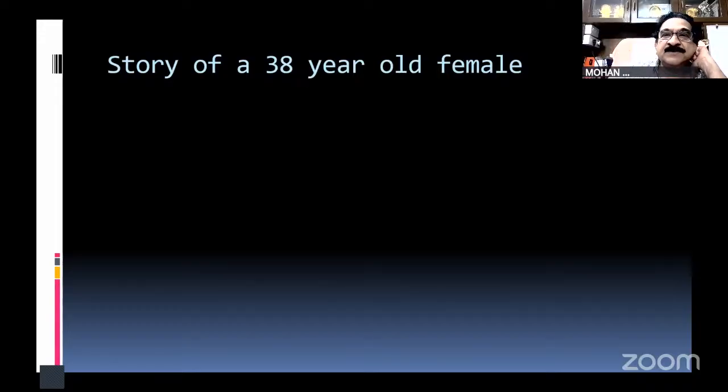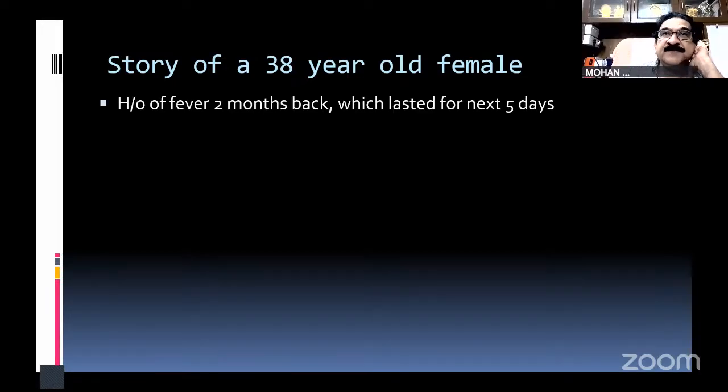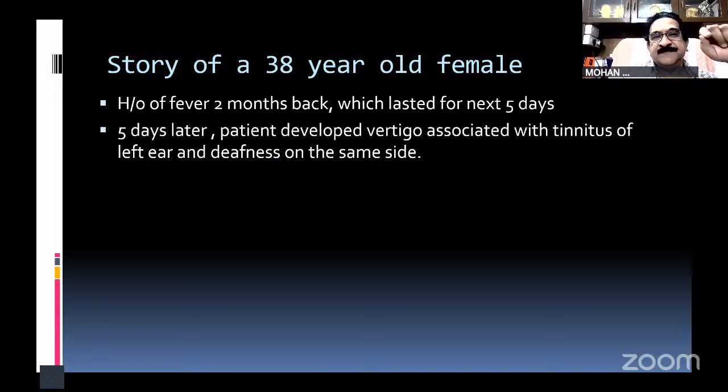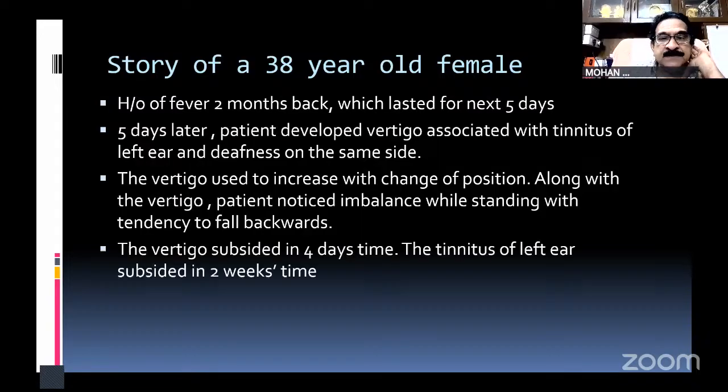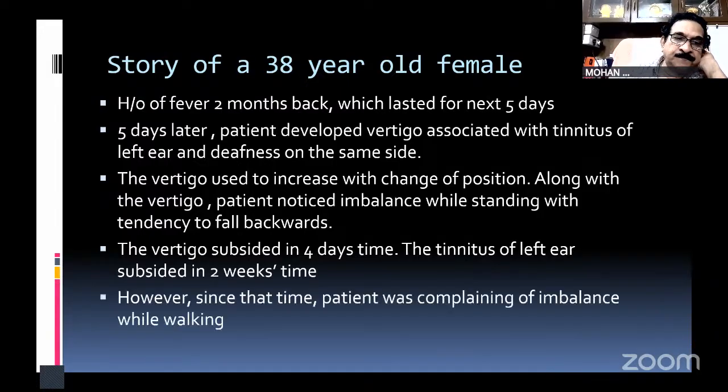Yes, sir. Okay. So this is a story of a 38-year-old female. This case was given by Dr. Anis from Travancore Medicity. She has a history of fever 2 months back, which lasted for 5 days. 5 days later, the patient developed vertigo associated with tinnitus of the left ear and deafness on the same side. The vertigo used to increase with change of position. Along with the vertigo, the patient noticed imbalance while walking and standing, with a tendency to fall backward. The vertigo subsided with treatment in 4 days. The tinnitus of the left ear subsided in 2 weeks. However, since that time, the patient was complaining of imbalance while walking.